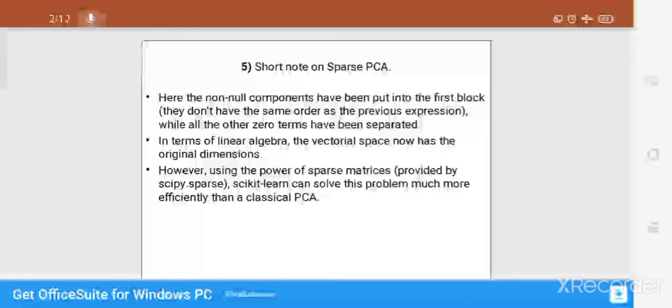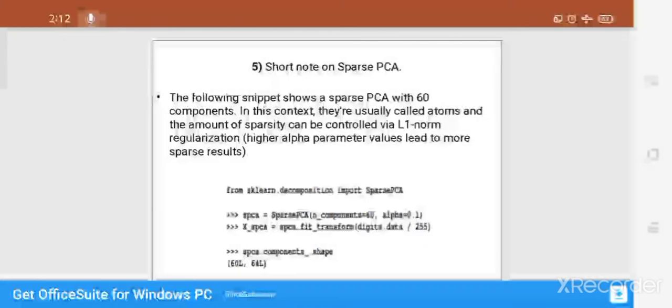So classical PCA means what? Whatever the example that we saw in the last lecture, that is nothing but the example of classical PCA. Now here is the sparse PCA, where if you want to distinguish or classify between the digits or high dimensionality pictures, there it is useful.